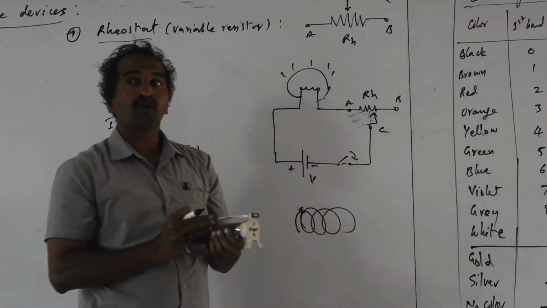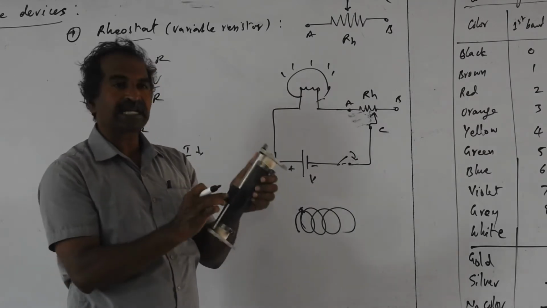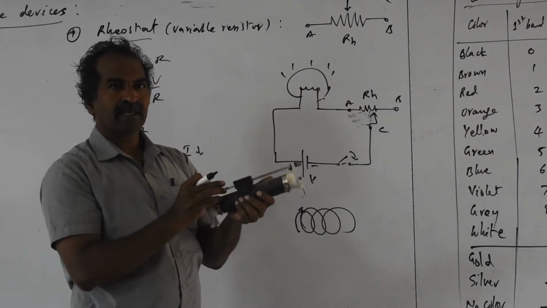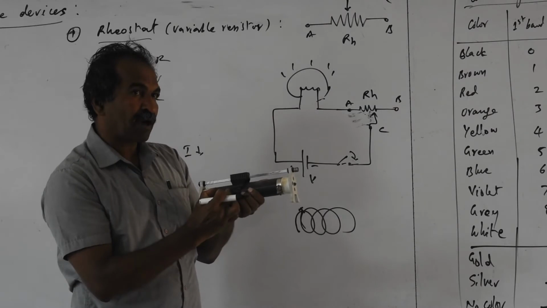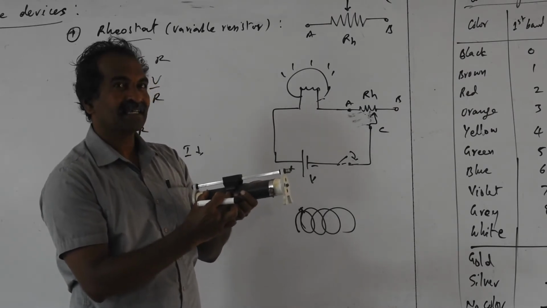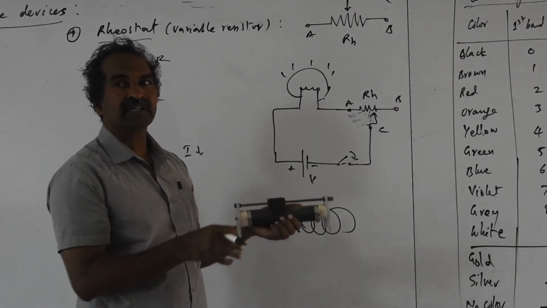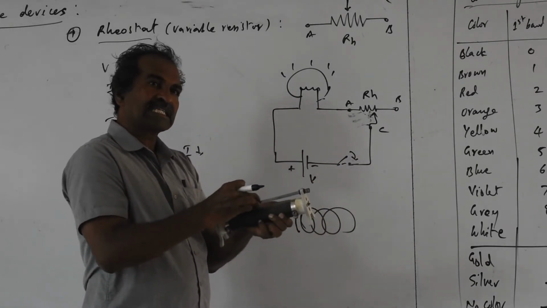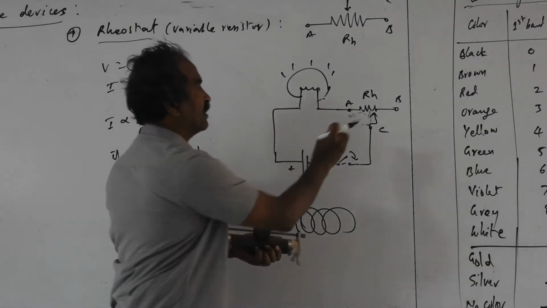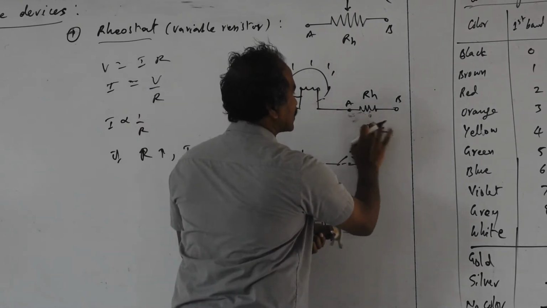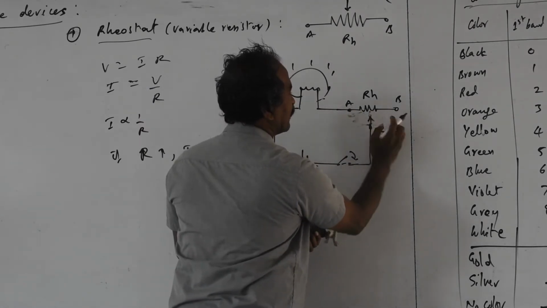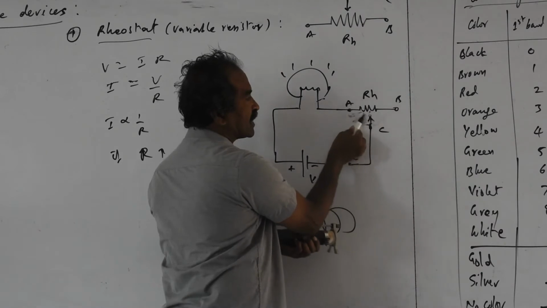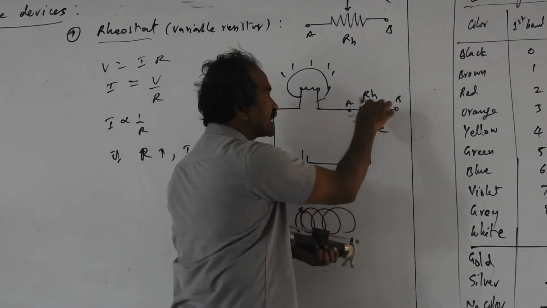But you will not know the value of the resistance. Total resistance is written on this by the company. But if you take a small portion, we don't know how much resistance it is. We can only measure the current with the help of the instrument called an ammeter. So we can adjust this resistance in the rheostat by moving this knob, this contact point, left and right. If we move it left, resistance decreases. If we move it right, resistance increases in this line.